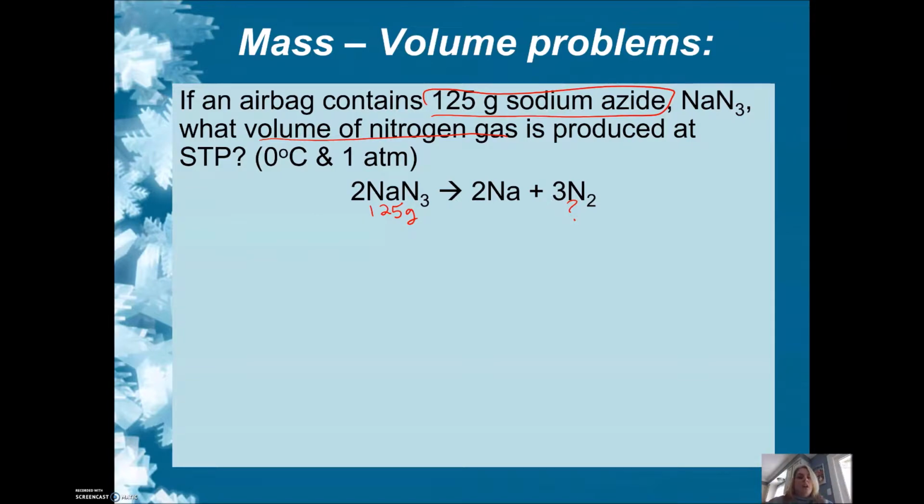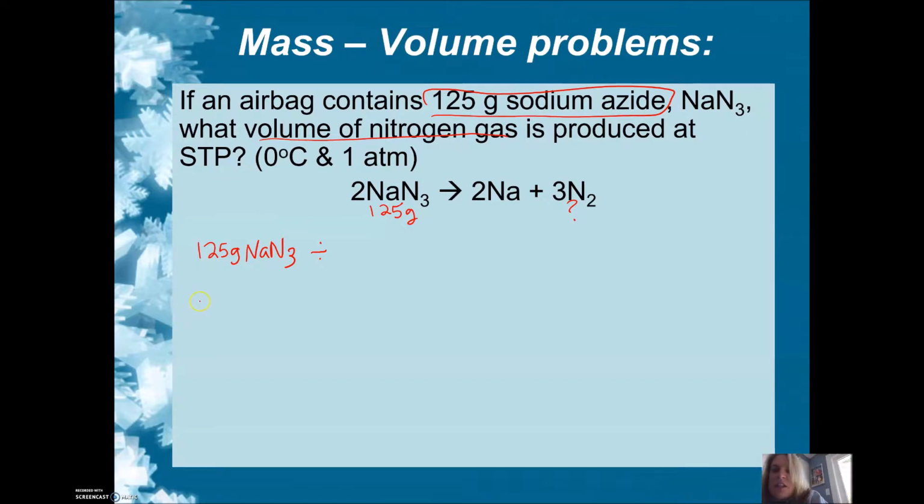All right, so first step is balance. Well, that's done. Second step is write down the number and the unit and what it is. So we're starting out with 125 grams of NaN3. Now we have grams, so remember the next step is we have to go to moles, and we do that by dividing by the molar mass. And remember the molar mass comes from our periodic table, so we need our periodic table.